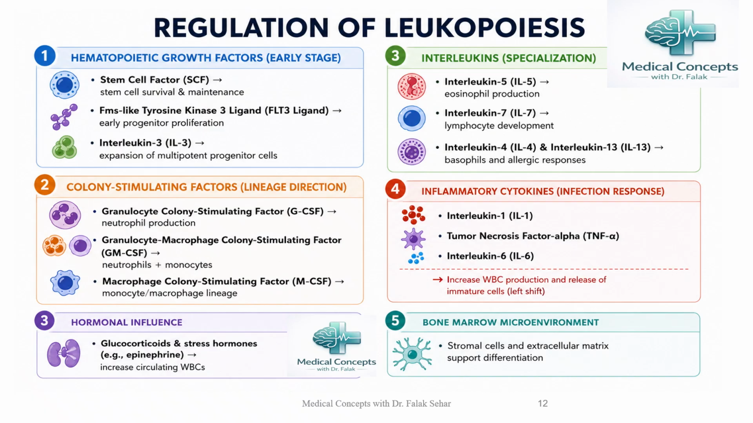Leukopoiesis is regulated by various factors, for example, hematopoietic growth factors, colony stimulating factors, various hormones, interleukins, cytokines, and also the overall bone marrow microenvironment.